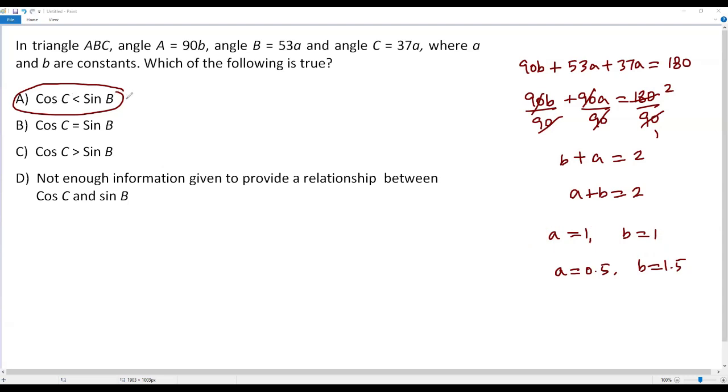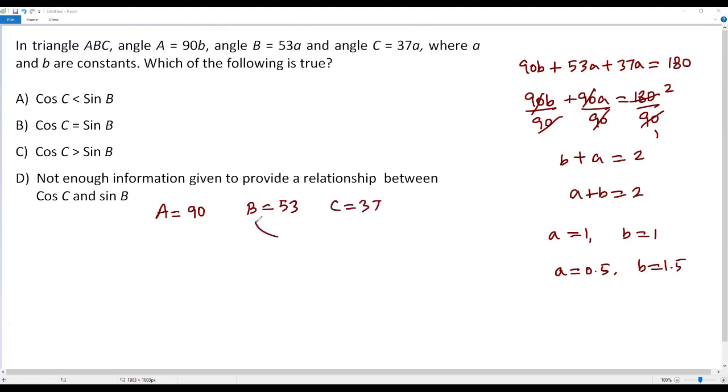Okay, anyways, now let me take the first pair of values of a and b, that is a equals 1 and b equals 1. When a equals 1 and b equals 1, we have to plug in 1 for the lowercase b. Then 90 times 1 is 90, so the first angle becomes 90. And when lowercase a equals 1, this 53a becomes just 53 and this 37a becomes just 37. Then we get the second angle 53 and the third angle 37.